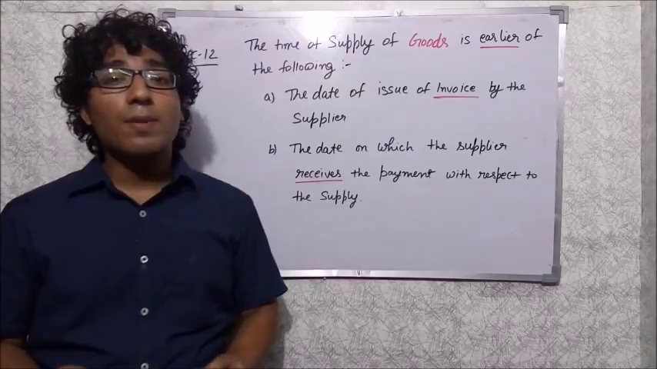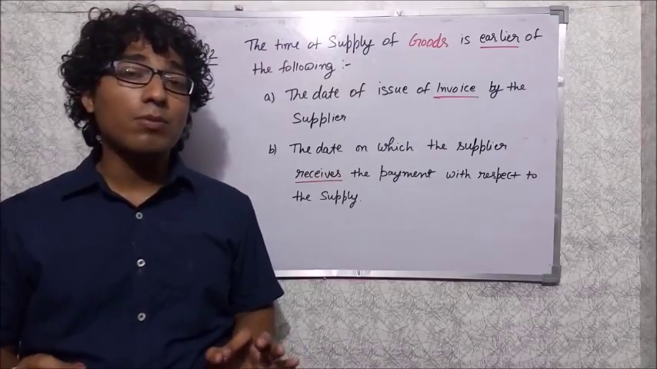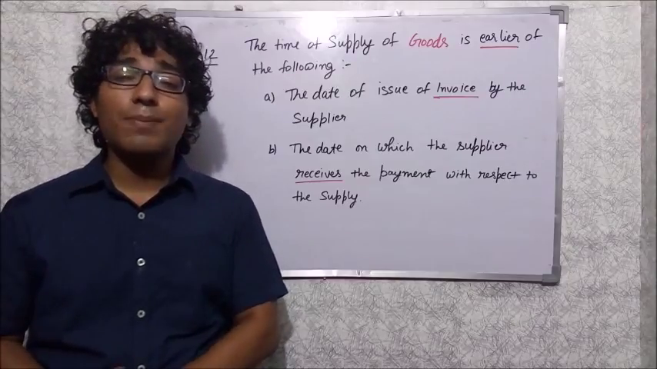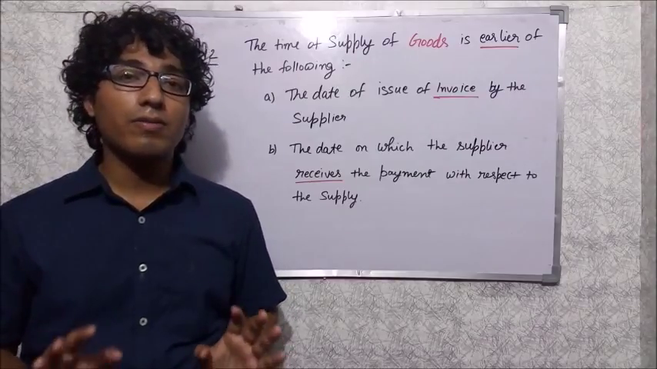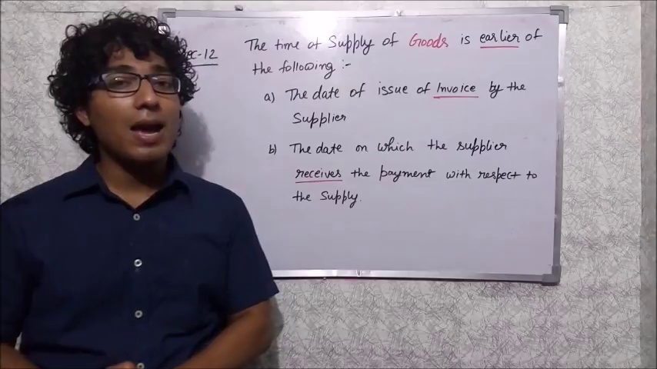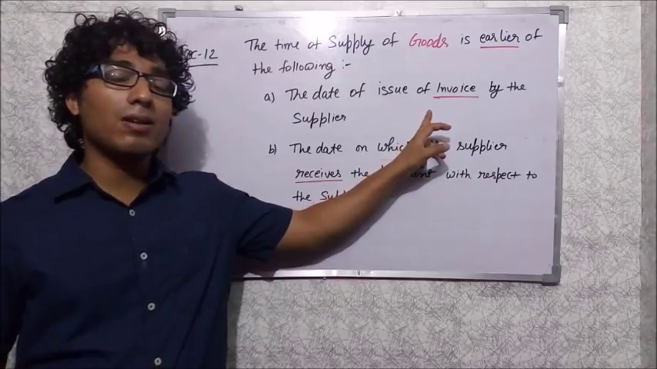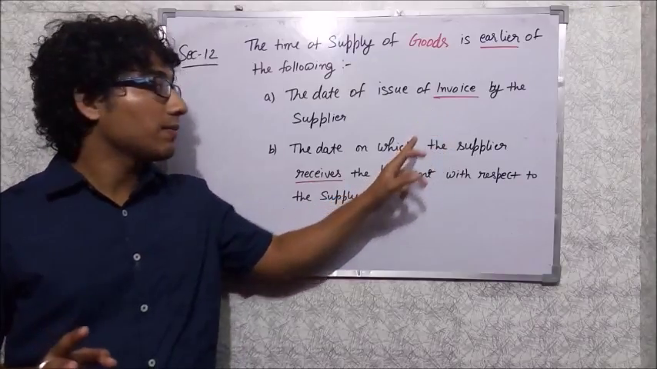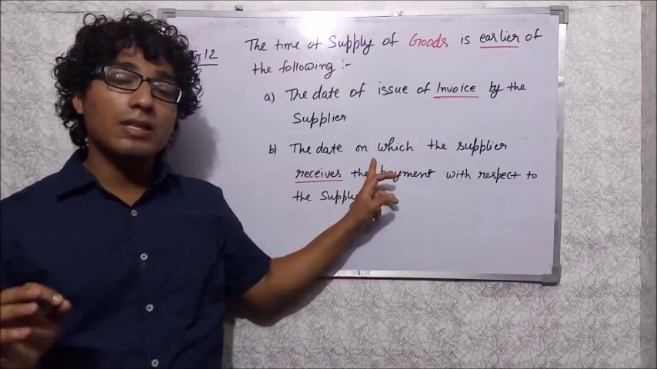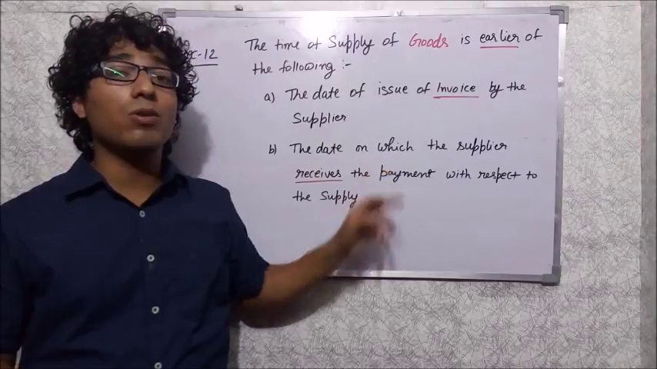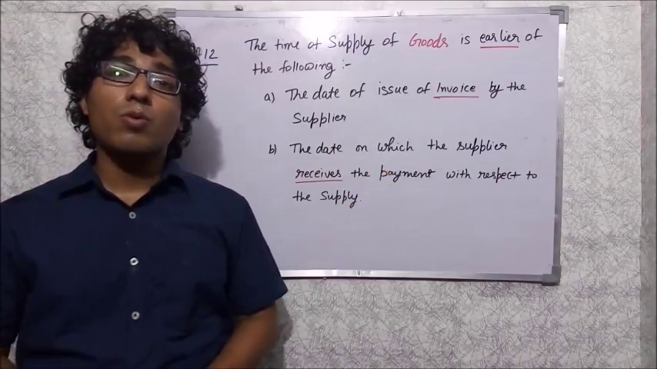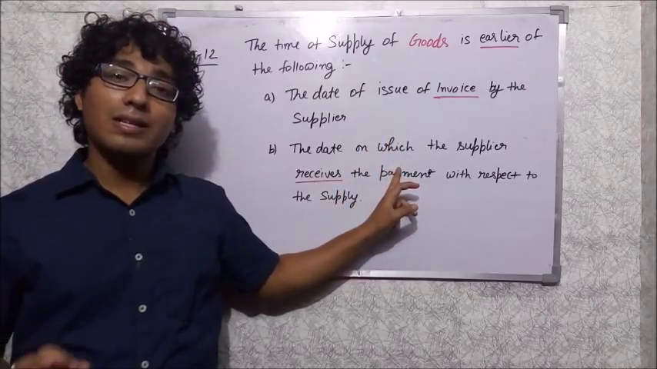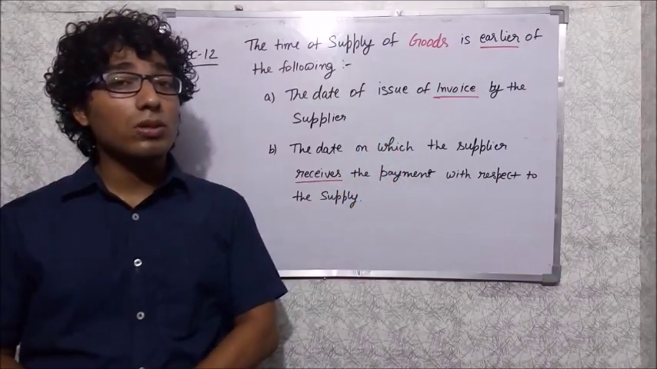So the time of supply of goods, not the service, but the goods, shall be the earlier of the two events. The first event is when the supplier issues the invoice in respect of such supply, and the second event is the date on which the supplier received the payment in respect of those supplies. Whichever event is the earlier out of those two events will be the time of supply of goods under GST.